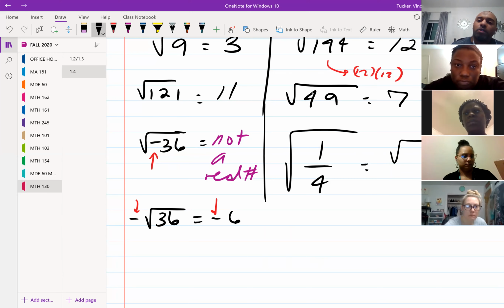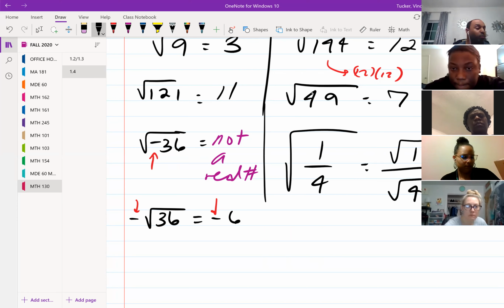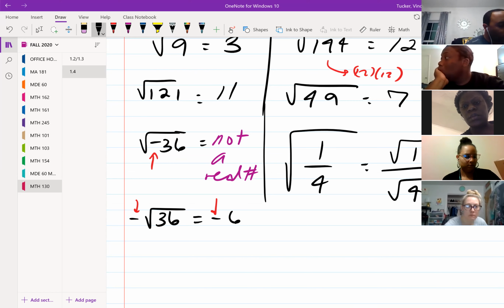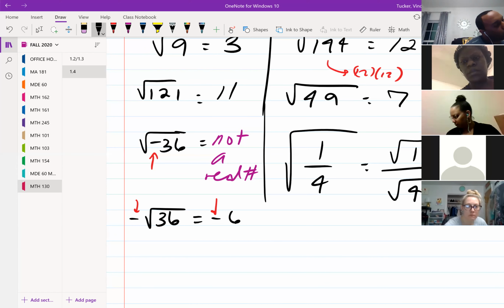And then here, square root of 1 over square root of 4, you can look at it that way, taking the square root of the numerator and denominator individually. Square root of 1 is 1, because 1 times 1 is 1. Then square root of 4 is 2. All right. Questions.